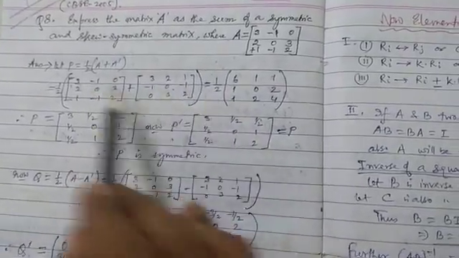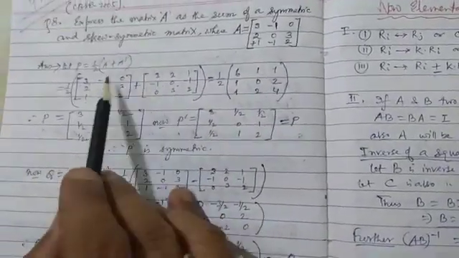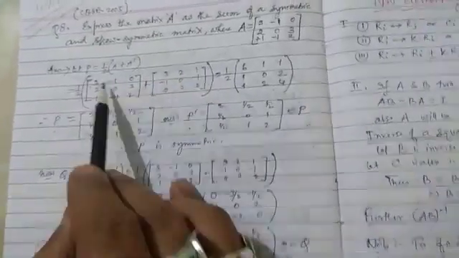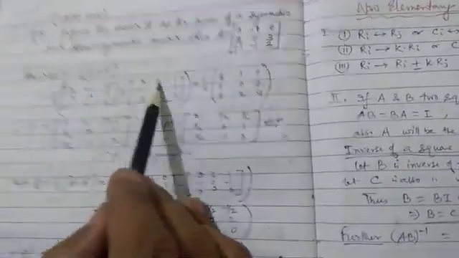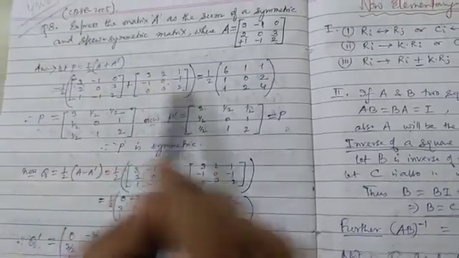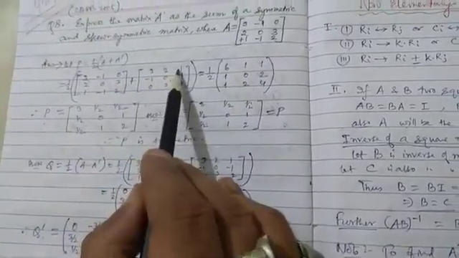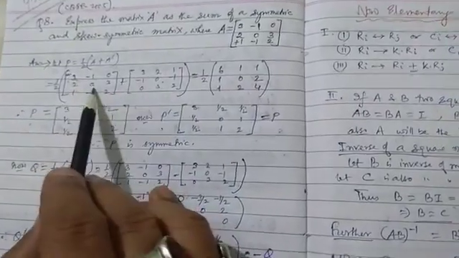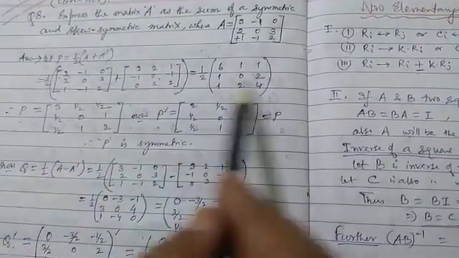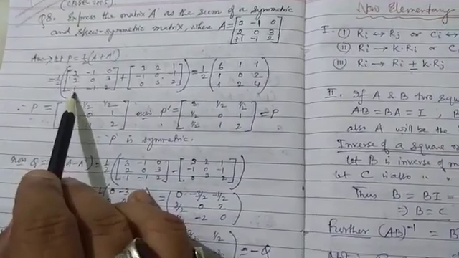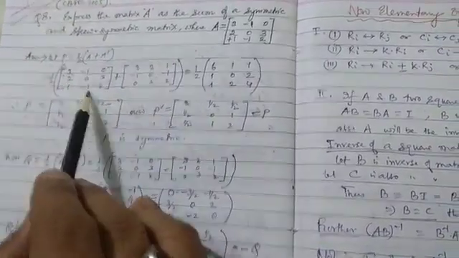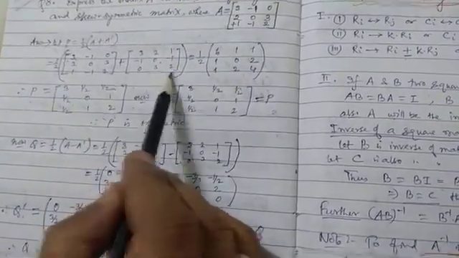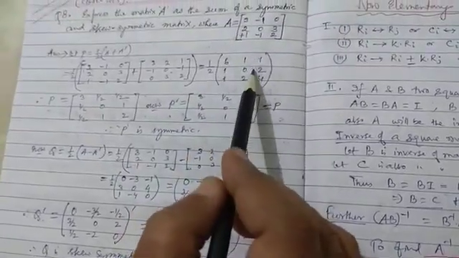Then half you take common. This will add to this, this will add to this, this will add to this. So 3 plus 3 is 6, minus 2 plus 2 is coming 1, and 0 plus 1 is coming 1. 2 plus minus 1 is coming 1, 0 plus 0 is 0, 3 plus minus 1 is coming 2, and 1 plus 0 is 1, minus 1 plus 3 is equal to 2, and 2 plus 2 is equal to 4. So we are getting this.